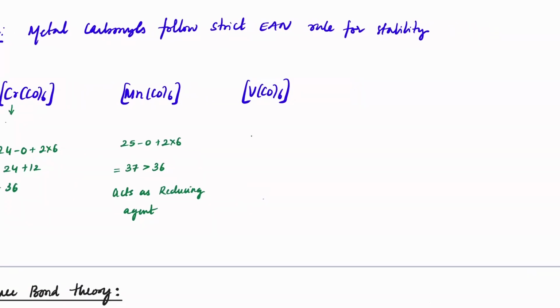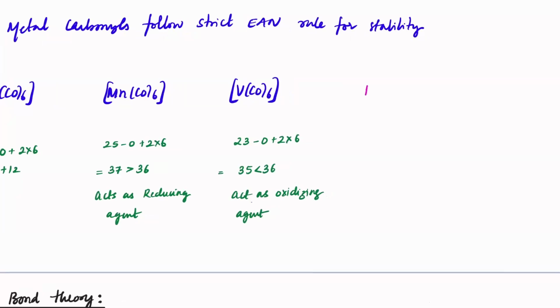Next, when it comes to vanadium, so 23 minus 0 plus 2 times 6. So what do we get? So that is 35, which is less than 36. So that makes it act as oxidizing agent. Oxidizing agent.